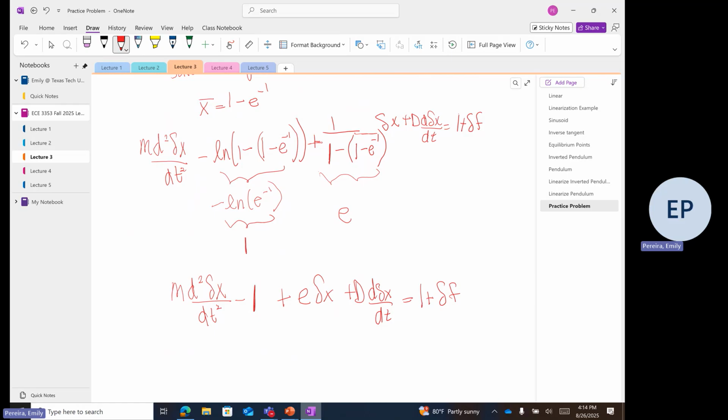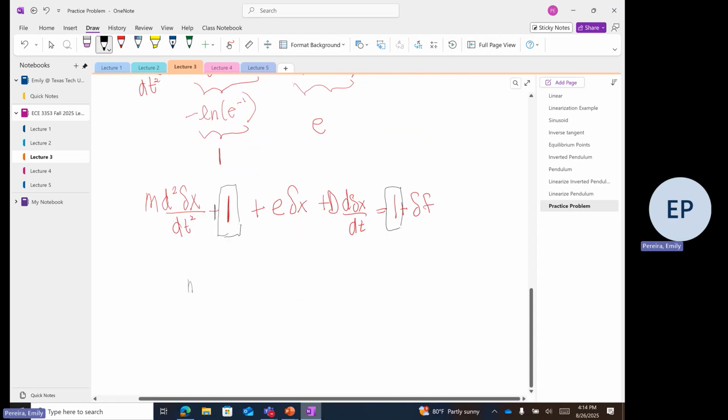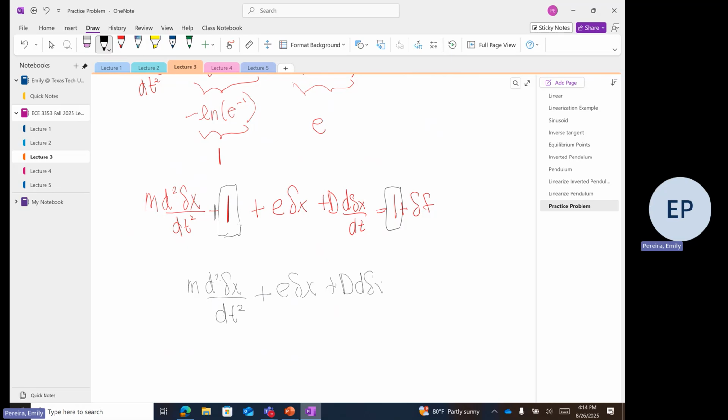So what's neat now is actually, sorry, this should be a plus because we have a plus here. This one and this one will cancel. So now our final differential equation here is the second derivative of this perturbation around the mass plus e times this perturbation plus the damping coefficient times the derivative of this perturbation is equal to the perturbation around the input force.